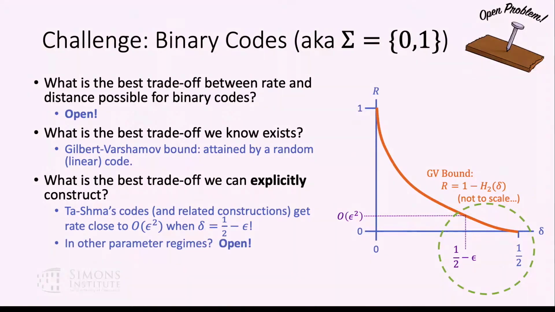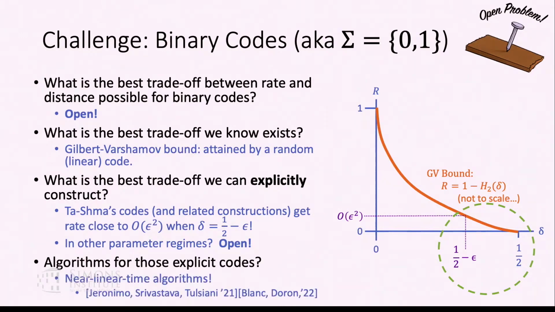And you might ask, okay, how about algorithms for those explicit codes? We do have algorithms for Ta-Shma's codes, near linear time algorithms, which are very exciting. For example, these works by Jeronimo, Srivastava and Tulsiani, and also Blanc and Doron for related code constructions. These are near linear time algorithms for these explicit codes, but again, that's only in this very low rate parameter regime. So there are tons of open questions here: what is the right answer, and how do we get it?